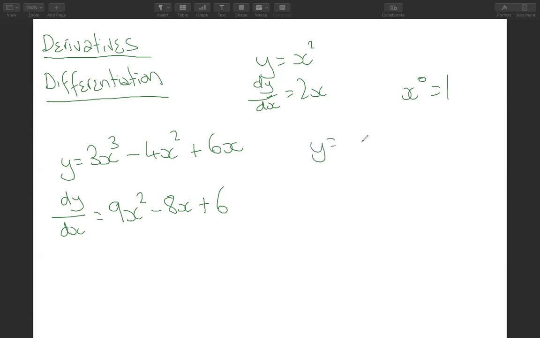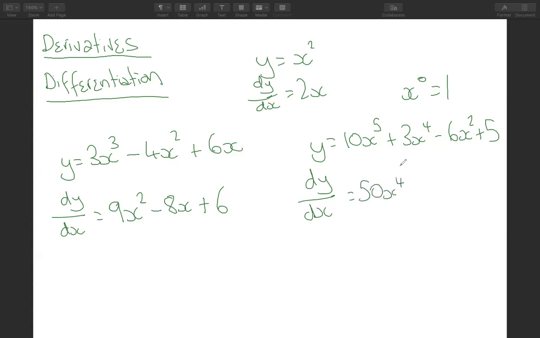Let's do another one. All right, let's look at this. So dy dx. You will notice I no longer have powers in descending order. I'm skipping some. You're allowed to do that. You don't need to have all the powers. So what would my first term be? Good, 50x to the power of 4. This 5 comes down here and multiplies, which gives us 50. And then we subtract 1 from the 5, which leaves us with 4.